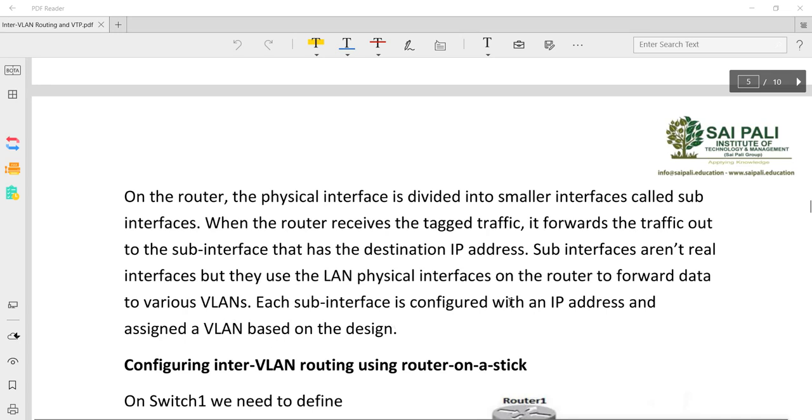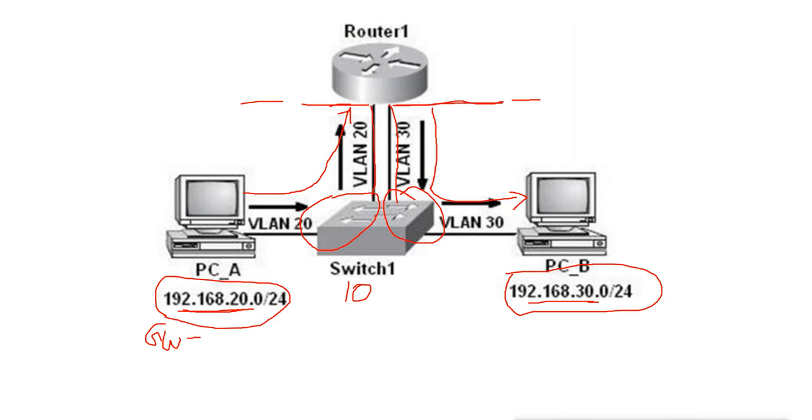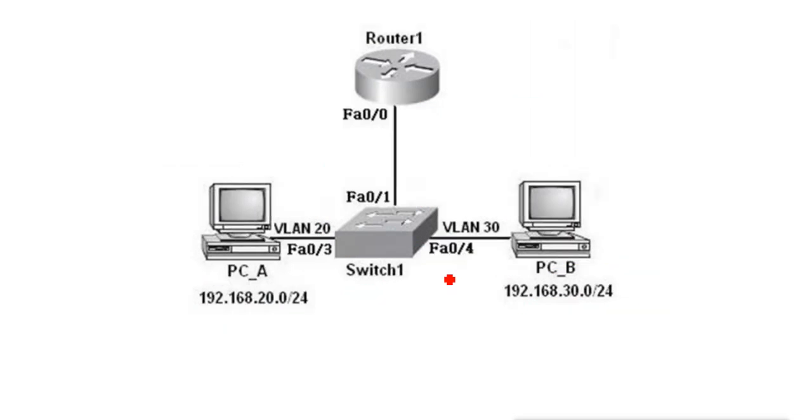Each sub-interface is configured with an IP address and assigned to one VLAN based on the design. This router on a stick VLAN routing is the same as the traditional way. The only difference is that it uses a single link instead of using a separate link for different VLANs. So instead of using a separate link for each VLAN, router on a stick uses a single link.